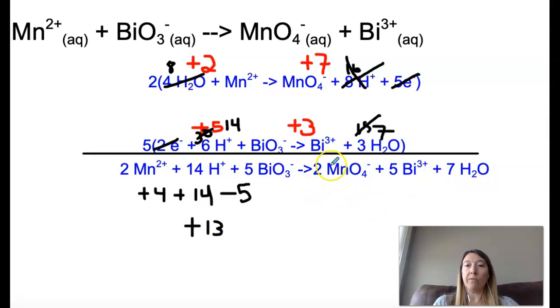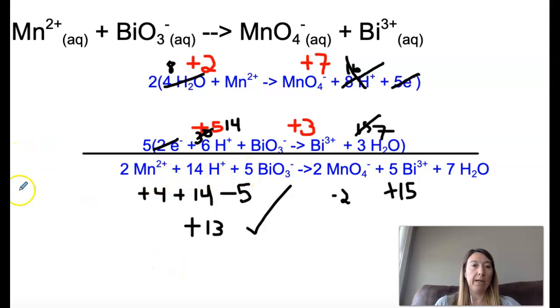On this side, we have 2 negatives coming from here. We have 5 times 3, so plus 15 coming from here. 15 minus 2 equals 13. So we are balanced, right? Check to make sure you can't reduce. We have a 2, a 14, and a 5. We're not going to be able to reduce that, okay?